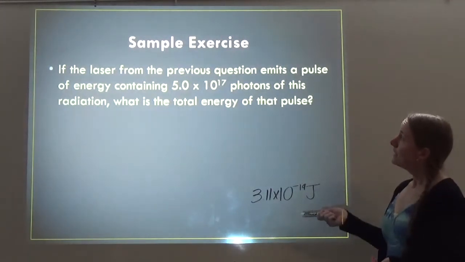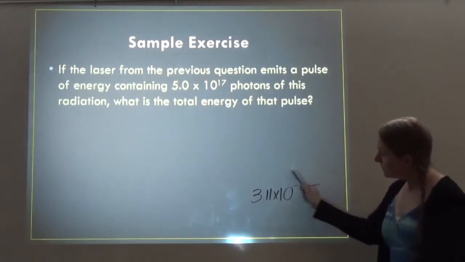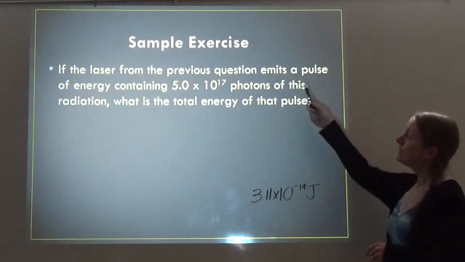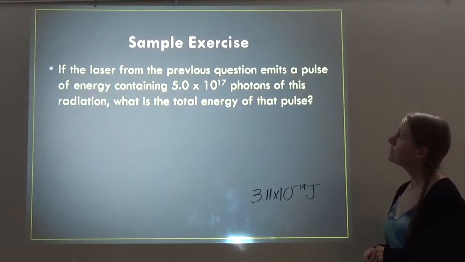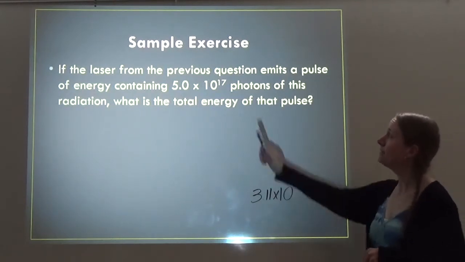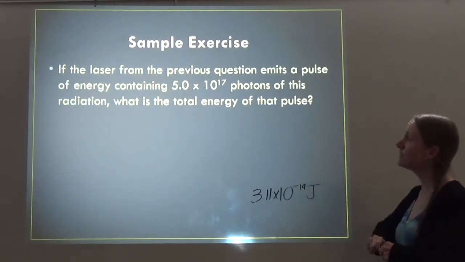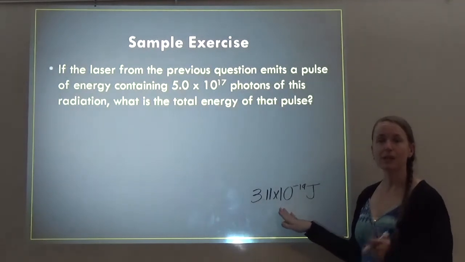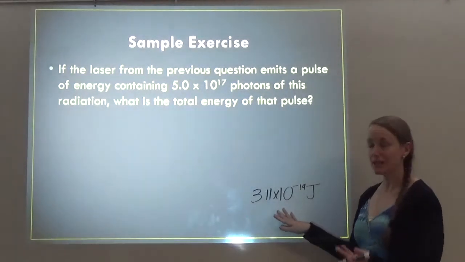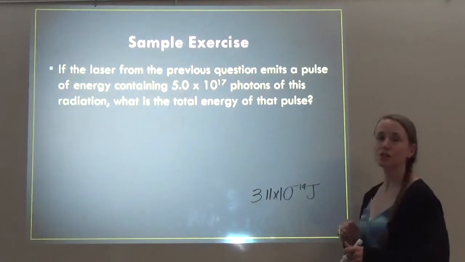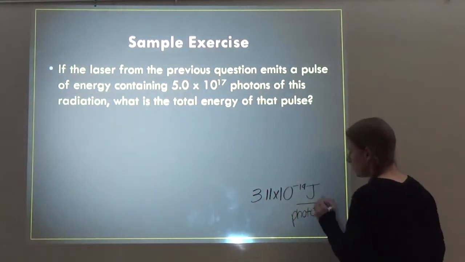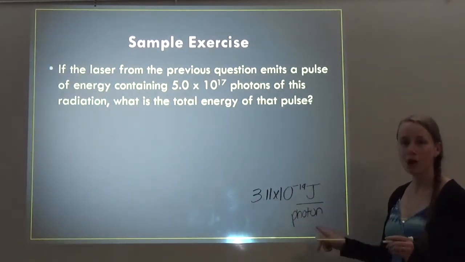It says, if the laser from the previous question, so this was the energy we determined that the photon had in the previous question, emits a pulse of energy containing 5 times 10 to the 17 photons of this radiation, what is the total energy of that pulse? When you calculate using your energy formula, E equals h nu, Planck's constant times frequency, that is the energy per photon. So I could literally change my unit to joules per photon.